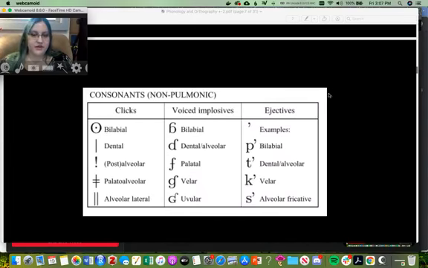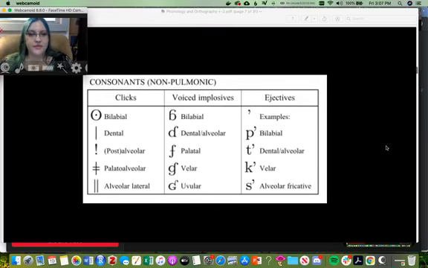And these are some non-pulmonic consonants, such as clicks. There's a whole variety of different things, but don't worry too much about knowing them or memorizing them at this point. They're just here as a reference or a reminder about the system in general.